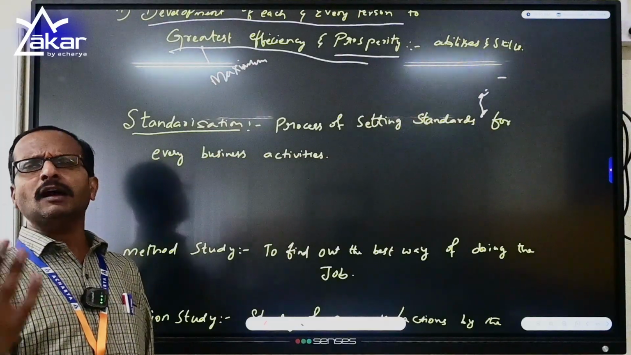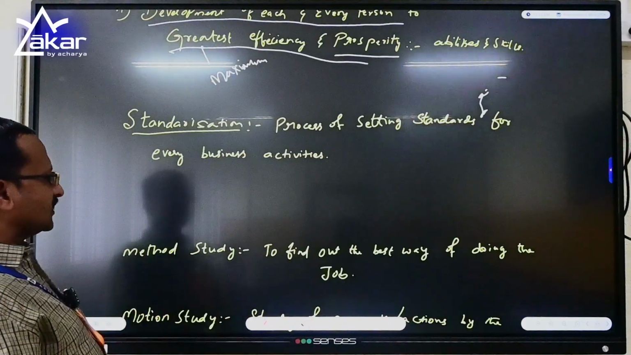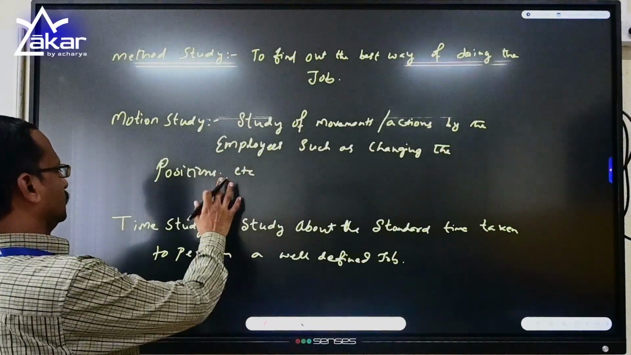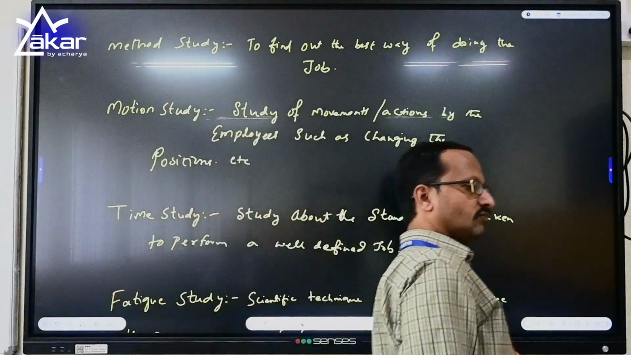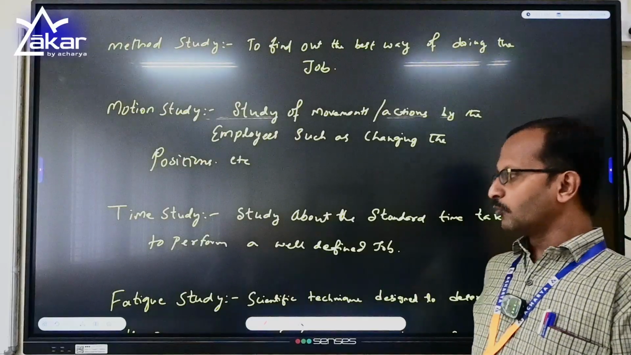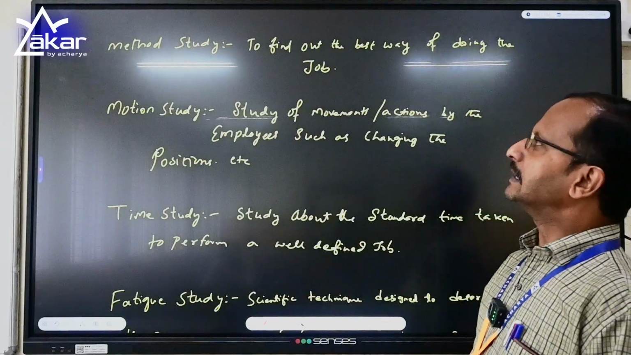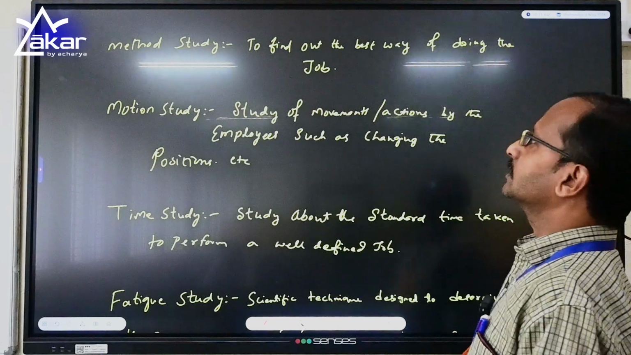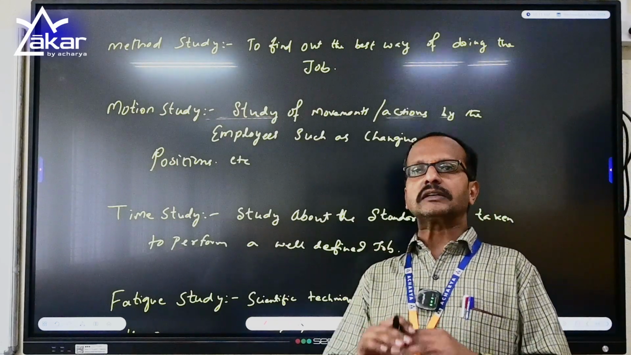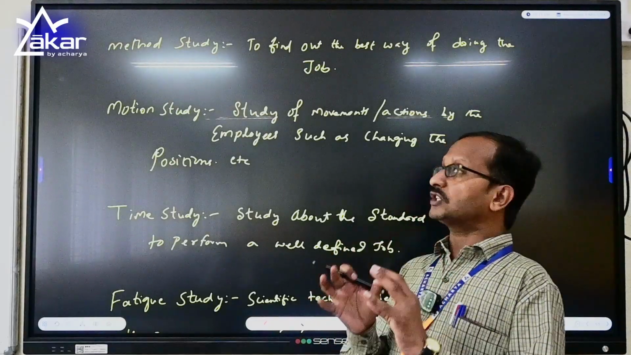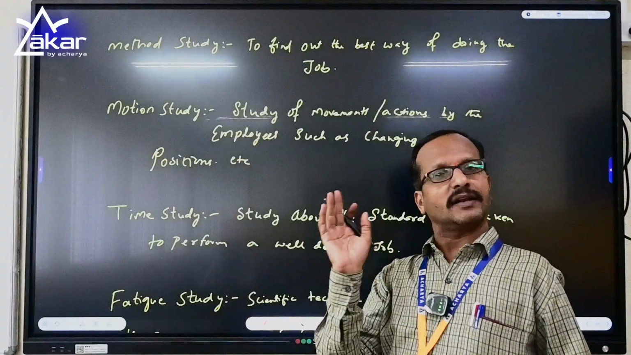It includes n number of activities and standardization is a must. And this standardization includes four studies. First one, method study, then time study, motion study and fatigue study. Let us go with the first one, method study. So this method study is the study which they use for analyzing the method to find out the best way to do a particular job or task.